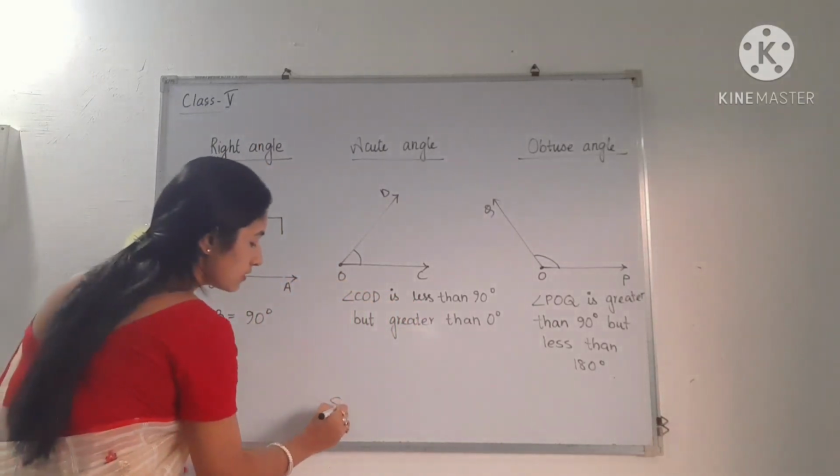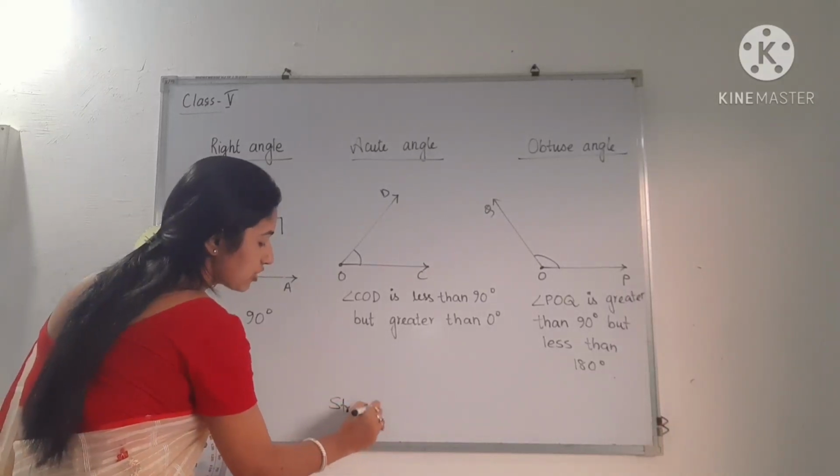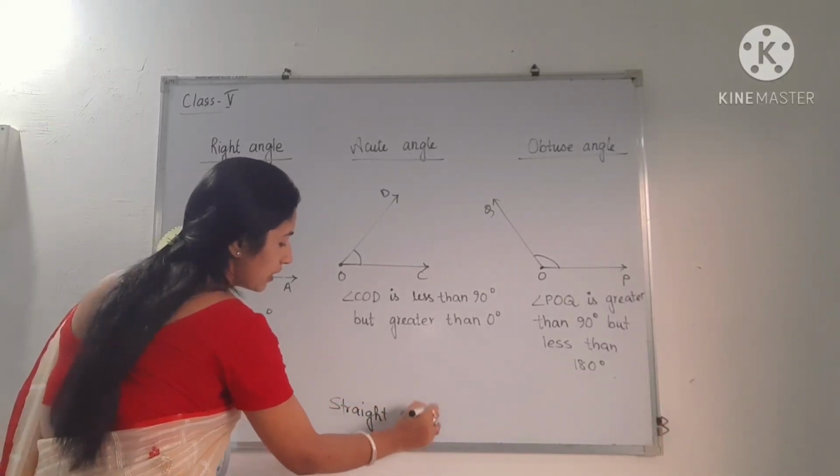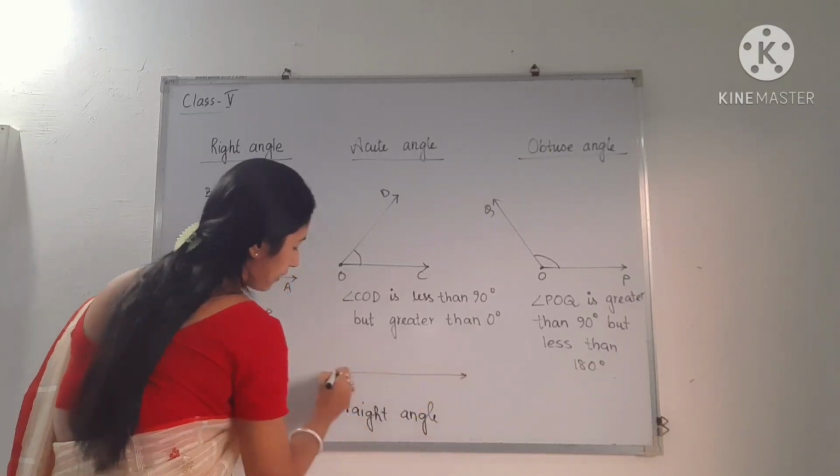And the last angle is straight angle. So a straight angle measures 180 degrees. See here, this is a straight angle.